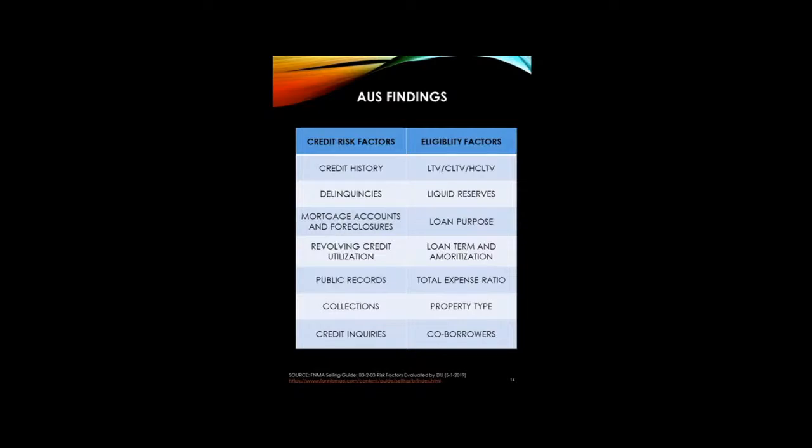Delinquencies on credit, mortgage accounts and foreclosures, and revolving credit, meaning how much credit are they almost maxed out on that credit card, or are they close to it? Why are they close to it? Those are the factors that come into credit. Public records, collections, and then of course inquiries.